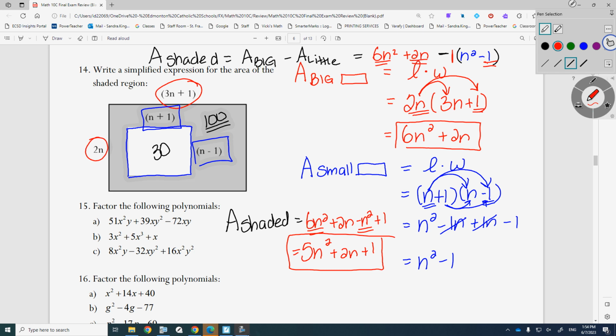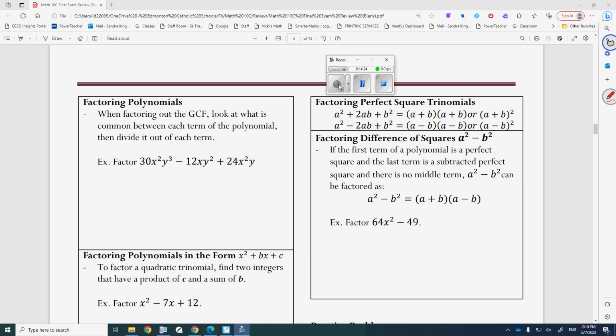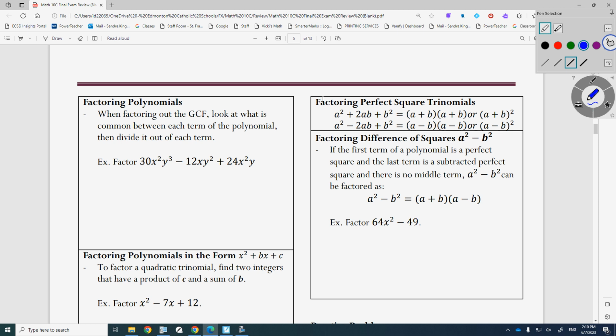So just at the top of this page, let's write what the 4 methods of factoring that you need to know. So let's just write factoring. Now, on the exam, you could pretty much expect one question on each method. So factoring is definitely a bigger component than the expanding.